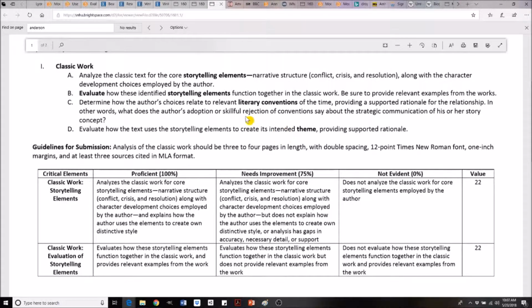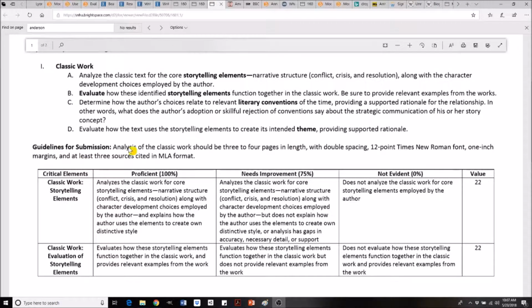So here, elements to create its theme. So here you want to decide what the major theme for your work is, and then relate the storytelling elements back to the theme, explaining and telling me how you think they help build the theme, or they're an obstacle to building that particular theme, or if they're both, right?